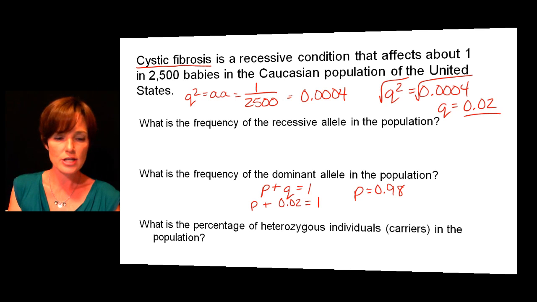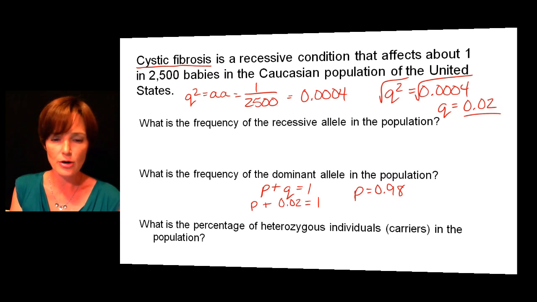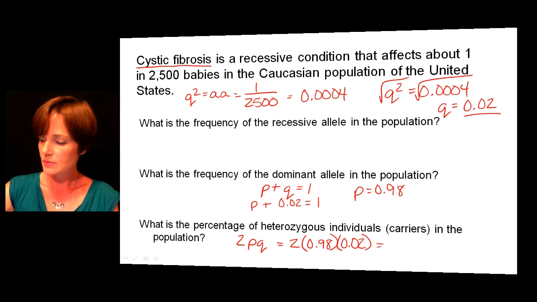The last question asks, what is the percentage of heterozygous individuals in the population? These are individuals that we would call carriers because they're going to actually carry that cystic fibrosis gene, but we're not going to actually know that they carry it. Well, the heterozygous ones are 2pq. So if we plug in what we know, we have 2 times p, which is 0.98, times 0.02. Multiply that out.